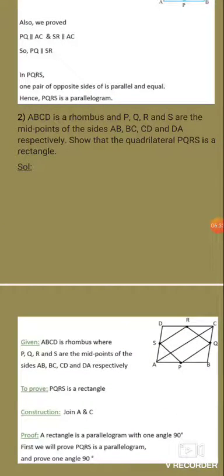ABCD is a rhombus and P, Q, R and S are the midpoints of the sides AB, BC, CD and DA respectively.